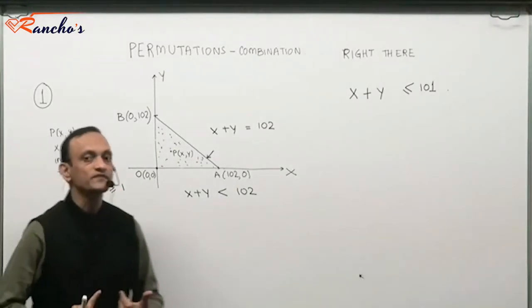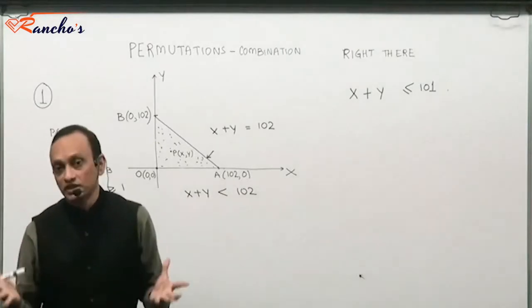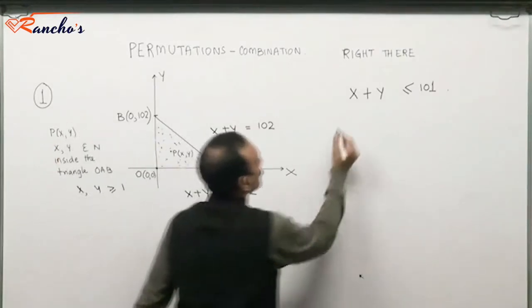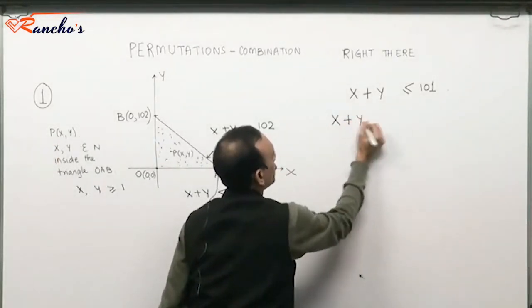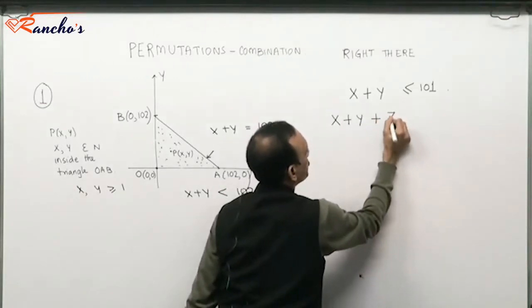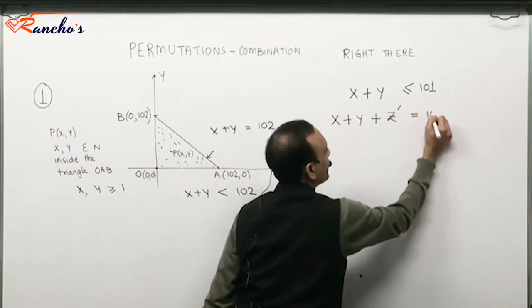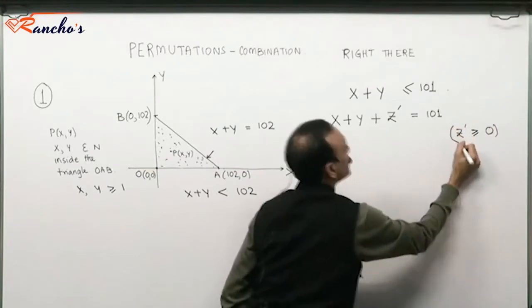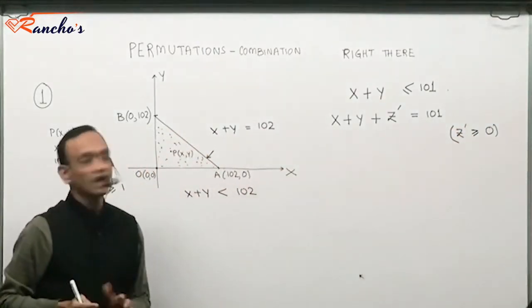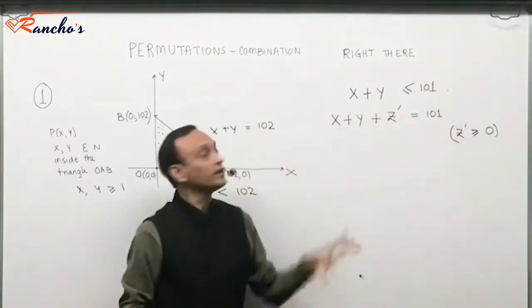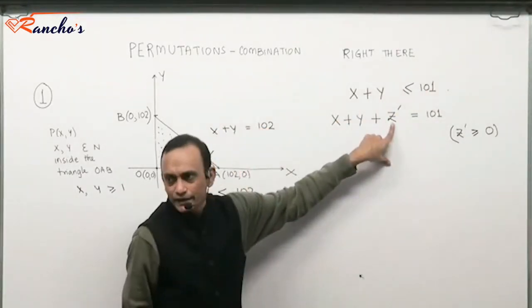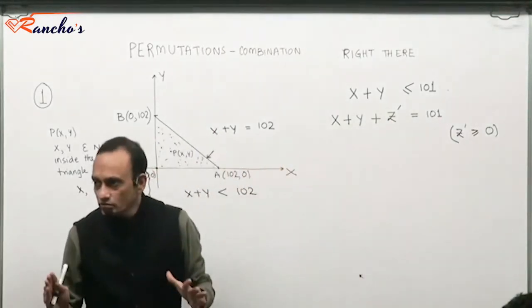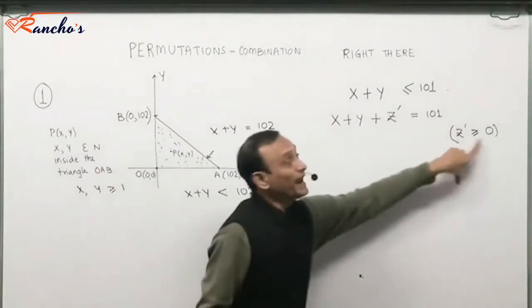Now what I do is convert this inequality into an equality. So this is like x plus y plus, say, z' equal to 101, where z' will be greater than or equal to 0. Do you understand what I have done here? So x plus y is less than or equal to 101. That means to x plus y, I can add a non-negative integer to make it equal to 101. Yes or no? Right? So where z' is an integer.